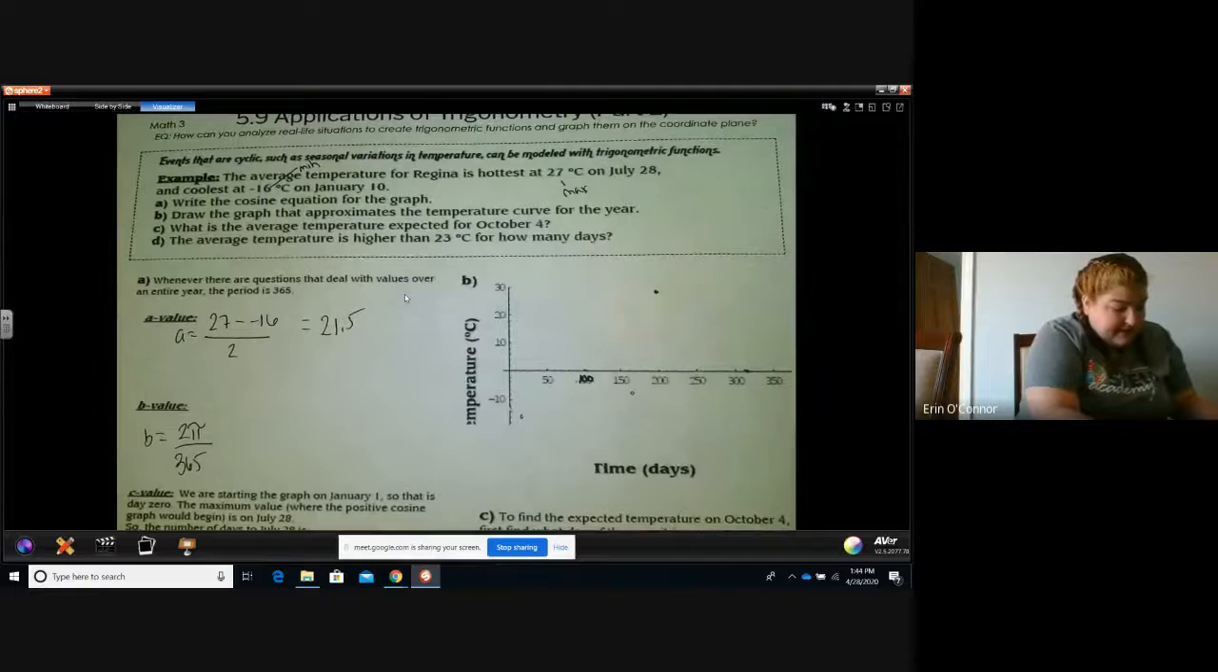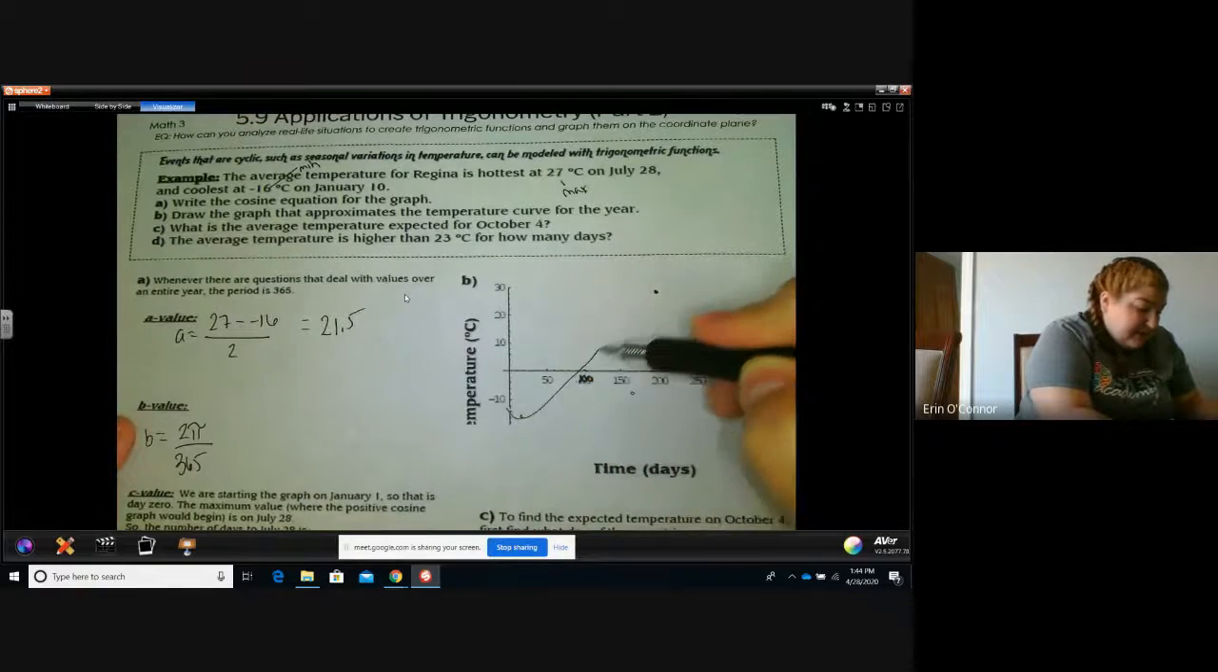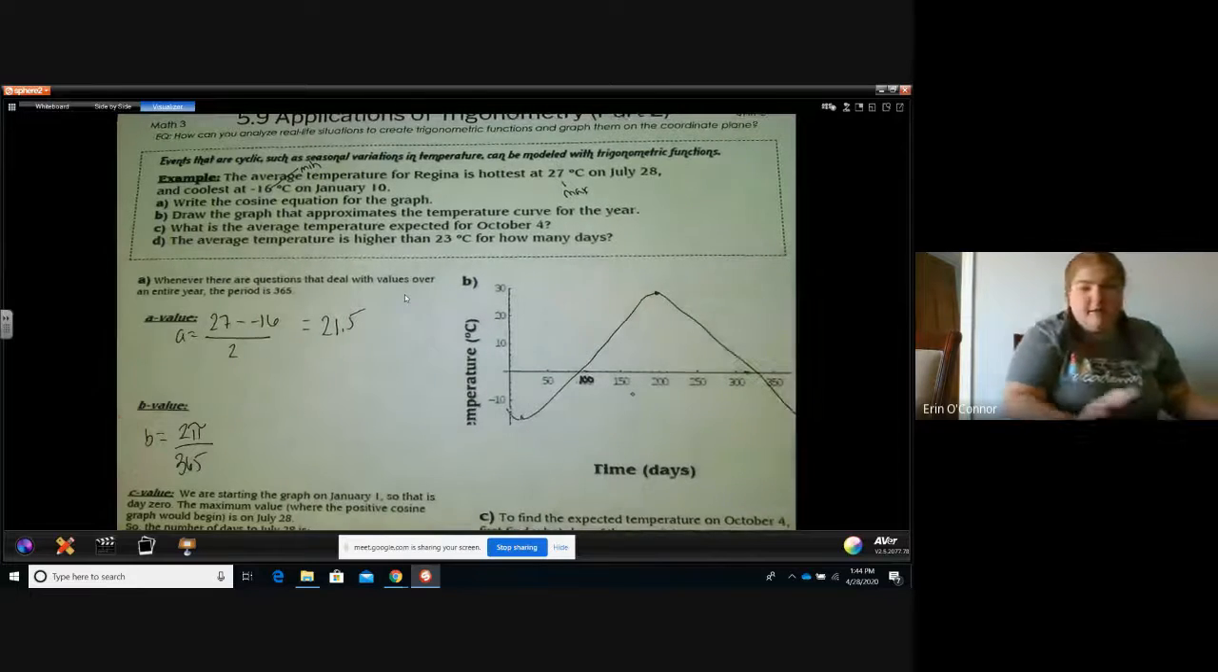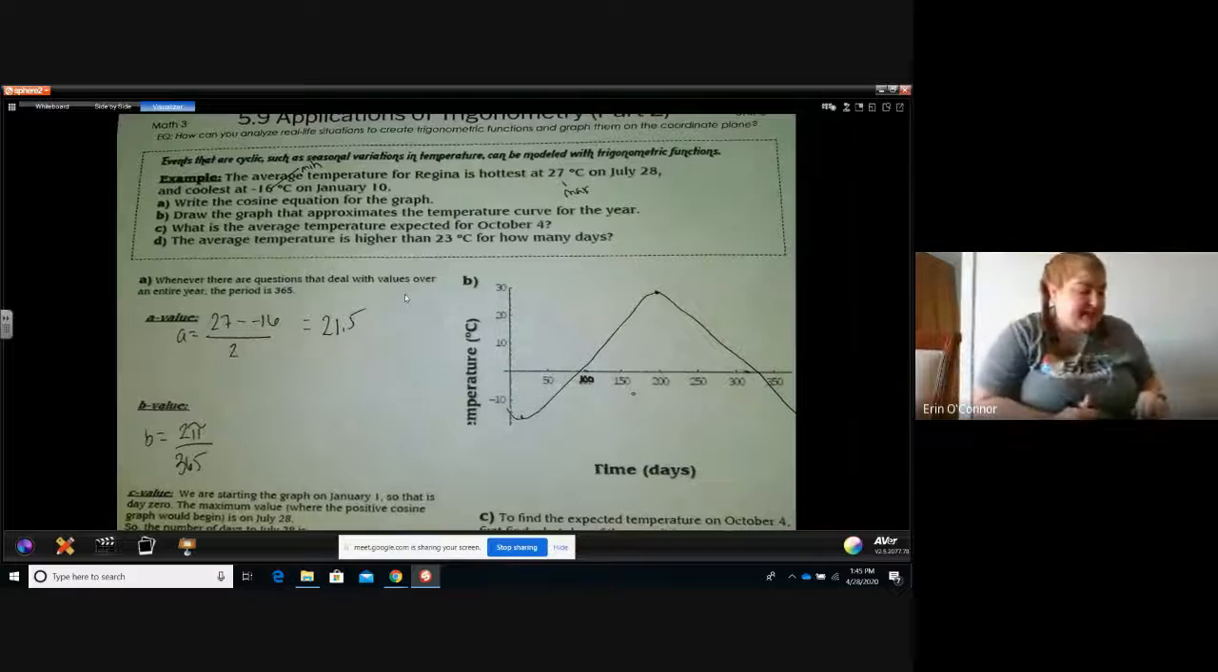And then at 365 plus some, we're going to hit our other minimum. So this is going to look like this. It's not going to be great because I'm not the best drawer of these. But it's going to look something like this.